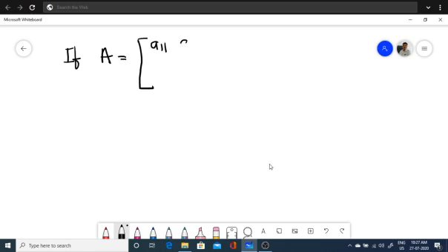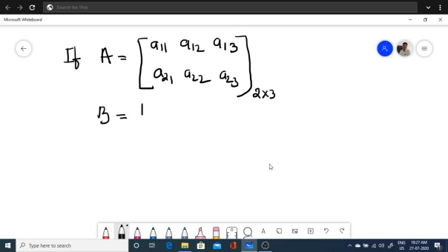A11, A12, A13 and A21, A22, A23, this is a matrix of order 2 by 3. So similarly, if you take B is a matrix of order 2 by 3, same order. So B11, B12, B13 ಹಾಗೆ B21, B22, B23.